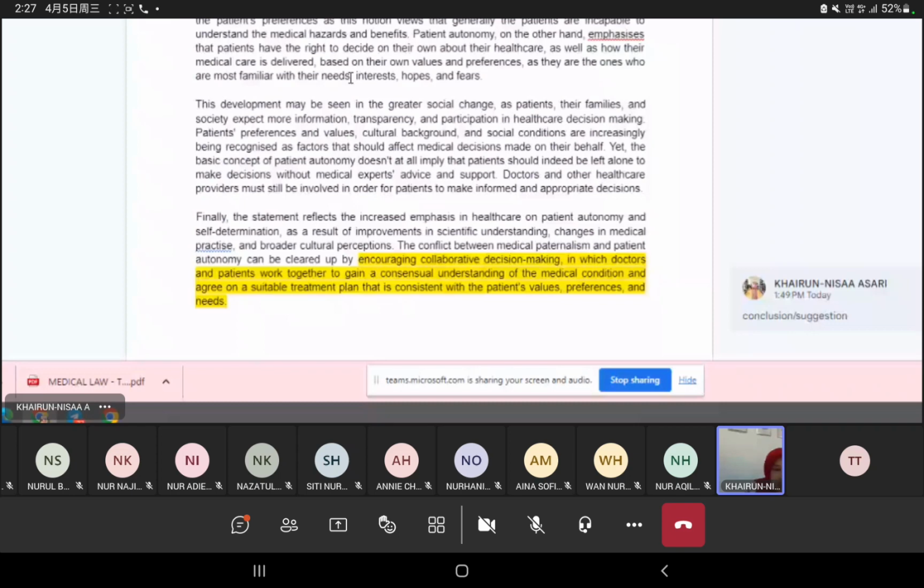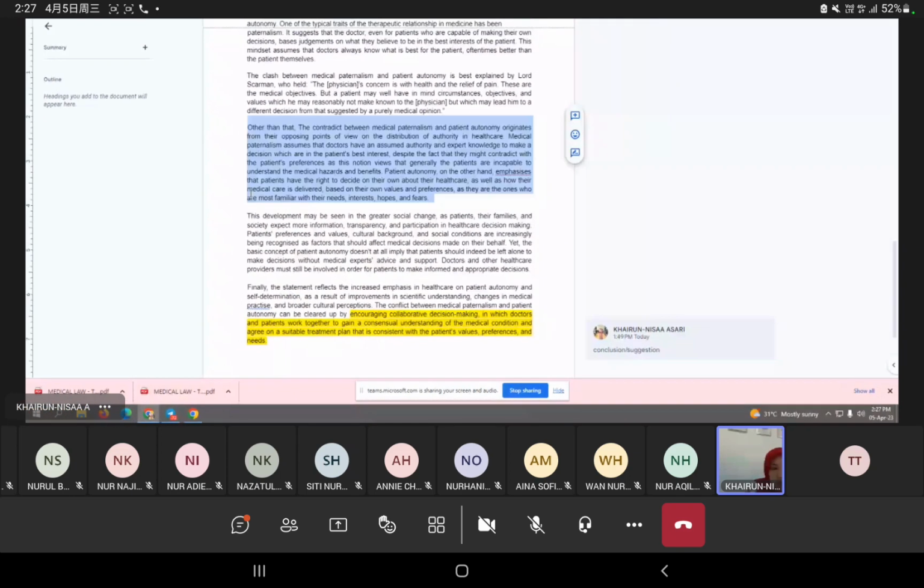Again, you are repeating yourself. You keep explaining patient's autonomy, but you don't show me the changes. Now I've highlighted this one because I believe this is your last paragraph, so it must have been your conclusion, right? For the conclusion, I said you have to relate it with the statement. Normally in your conclusion, you give your own opinion, whether you agree or don't agree with the statement, and whether you have any suggestion to solve the problem.